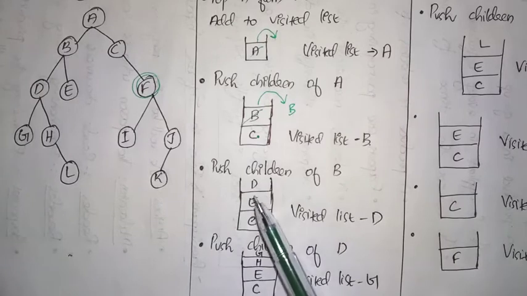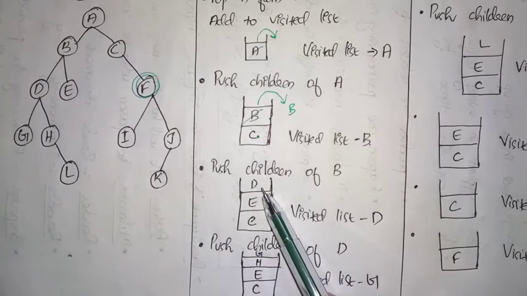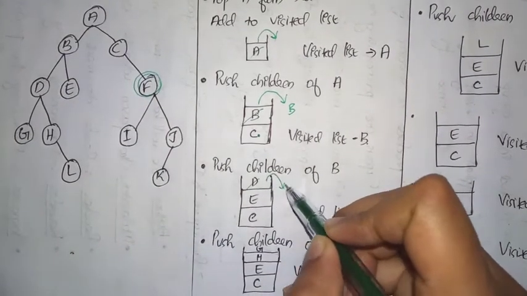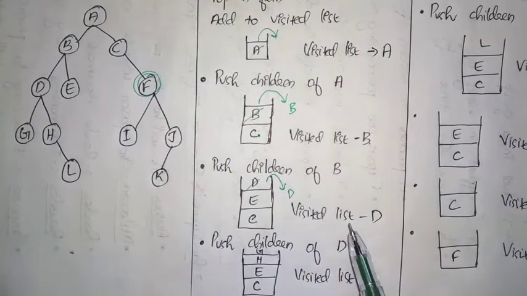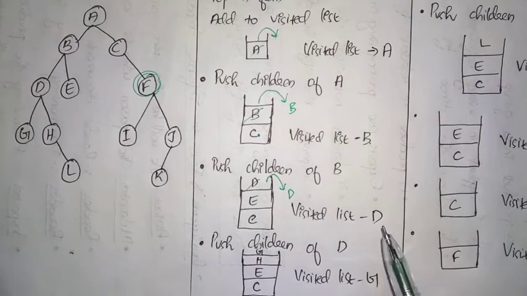Now the topmost element in the stack is popped and then it is added into the visited list. That is, here D is popped and then D is added into the visited list. Now we check whether D is the element that we have to find out. No, this is not F.